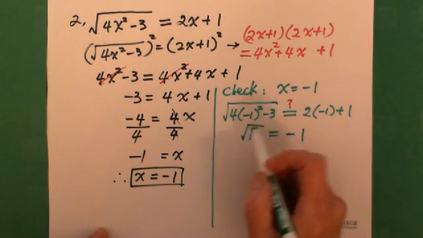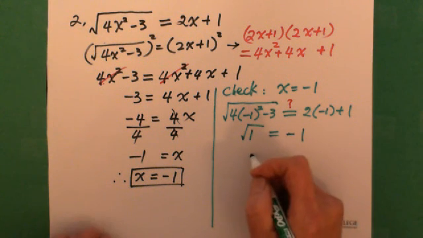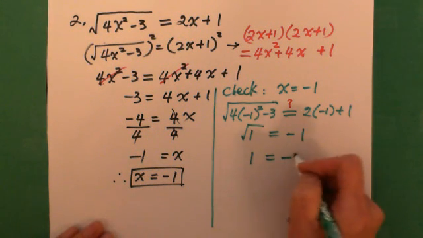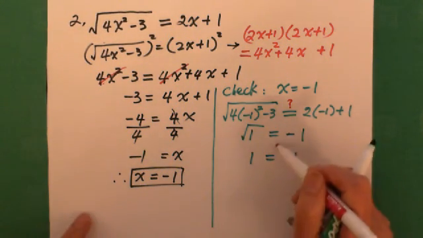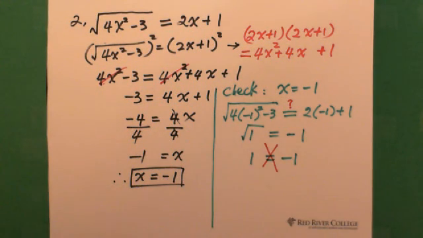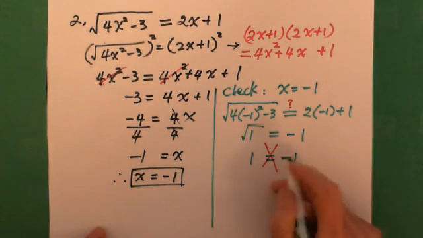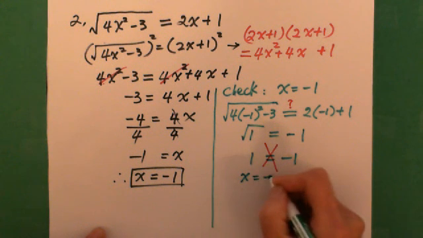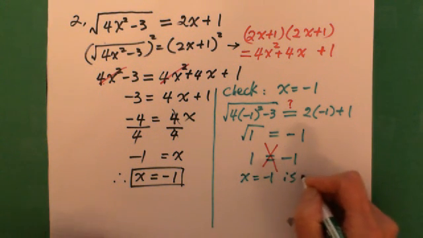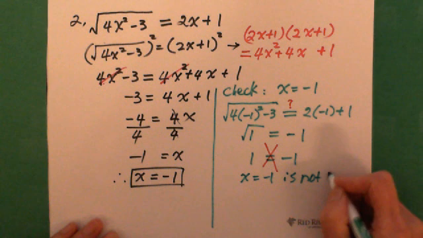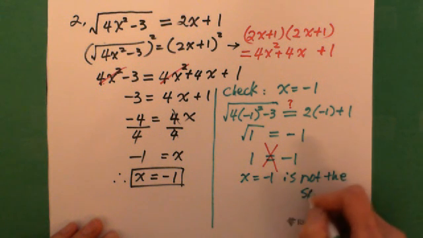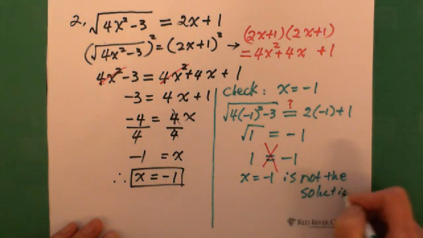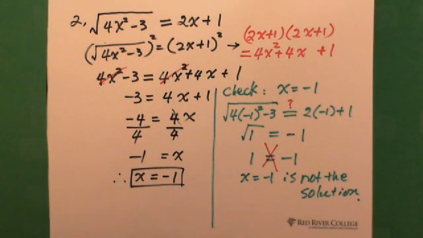The square root gives the positive value. So this is 1 equals negative 1. No, it's not. That's why this is not the answer. So x equals negative 1 is not a solution. As a result, this question has no solution. That's why the answer is no solution.